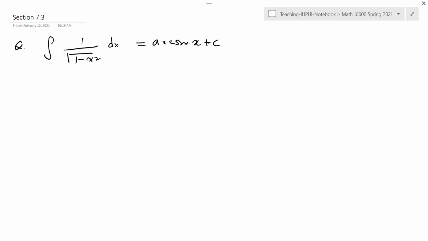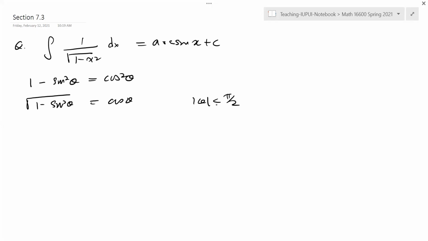We have a few identities we should know. One is 1 minus sine squared theta, and it's going to be cosine squared theta. If it's inside the radical, then you can get rid of the radical. It becomes cosine theta, but this is true only for theta between negative pi over 2 and pi over 2.